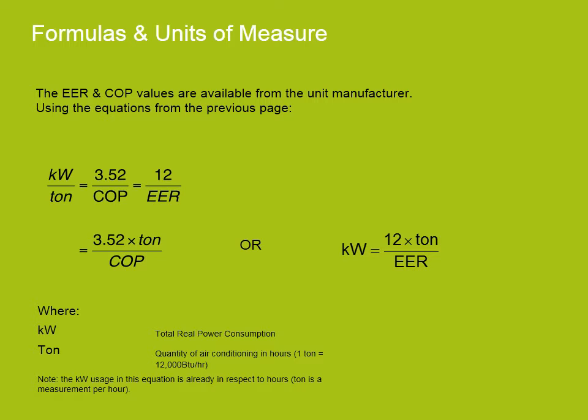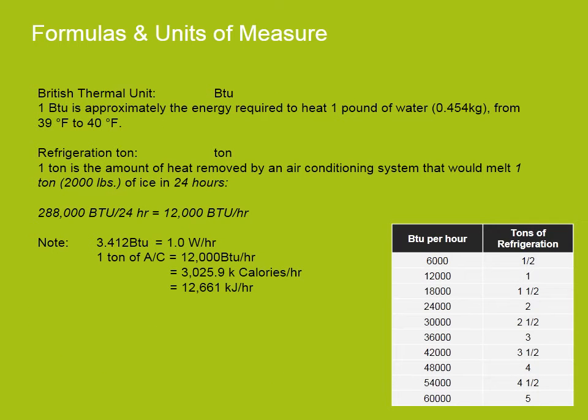The ton is a unit of measurement of the quantity of air conditioning required in the space per hour. 1 ton of air conditioning is equal to 12,000 BTU per hour. 1 BTU, or British thermal unit, is approximately the energy required to heat 1 pound of water from 3.8 degrees Celsius to 4.4 degrees Celsius, or the equivalent in Fahrenheit.